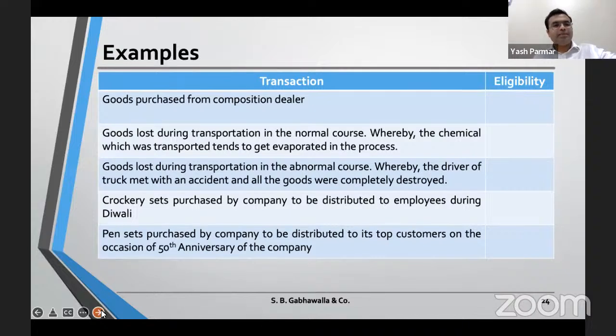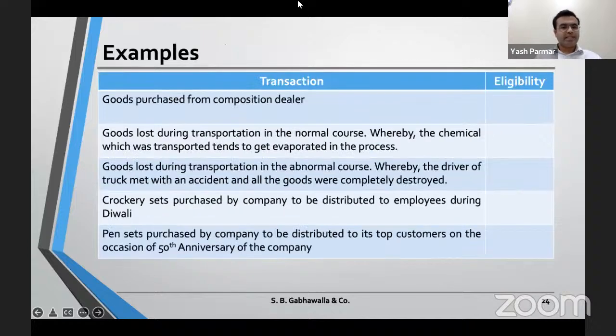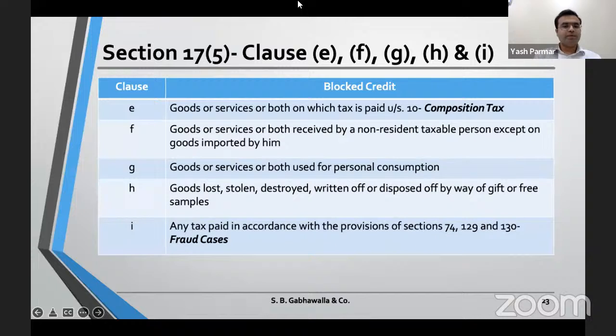So a recipient has purchased goods from a composition dealer. Can he claim ITC? No, because this clause E specifically restricts it, and therefore ITC will not be available. Next example, goods lost during transportation in the normal course, whereby the chemical which was transported tends to get evaporated in the process. Now let me take you back to this slide. Clause H deals with goods lost, and goods which are lost is a blocked credit.